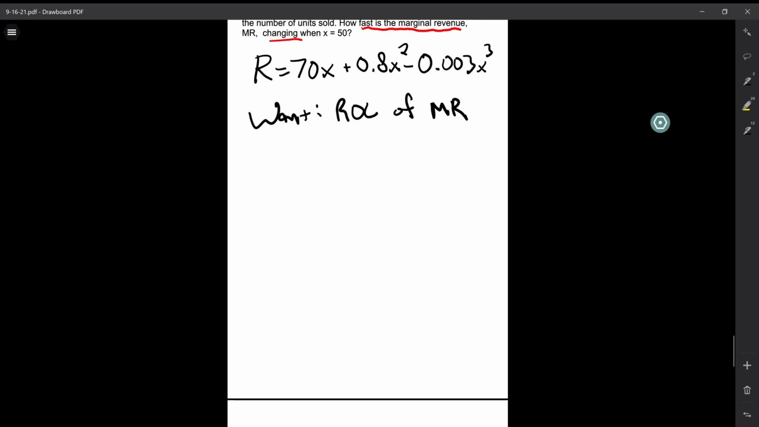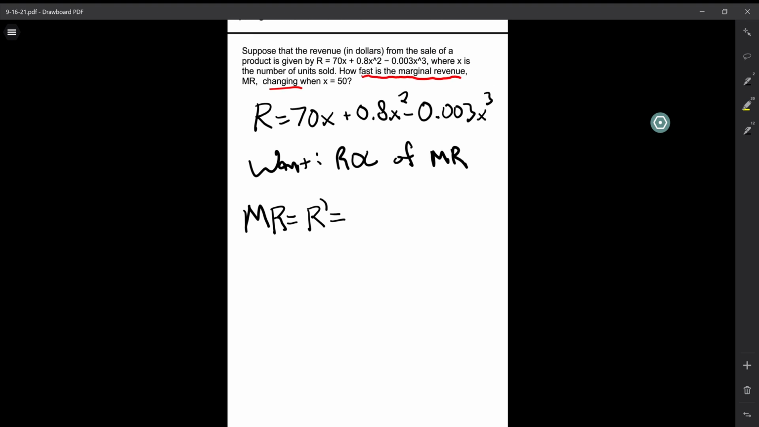Well, in order to get the marginal revenue, remember that we just derive revenue. Okay, so that's not too bad. Let's find R prime. That's just 70 plus 1.6x minus 0.009x squared. That's our marginal revenue. So if it said, hey, what's the marginal revenue at 10 units? You would plug 10 into this function right here. And bam, that's what it is.